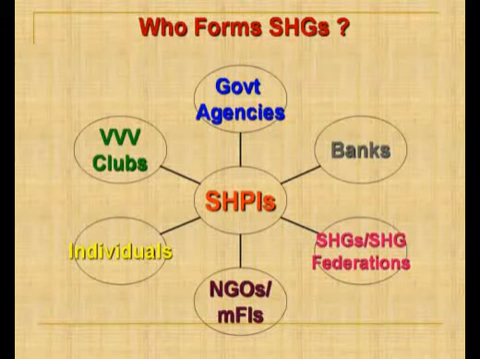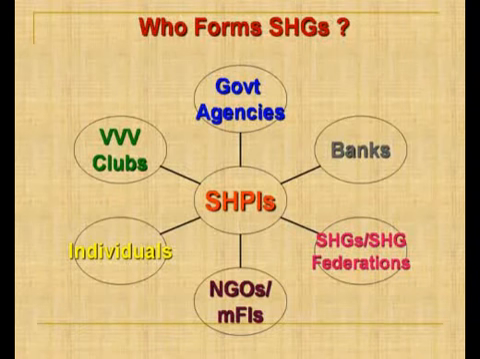Now, who are the agencies who can form SHGs? It could be many agencies, like government can form SHGs, bankers can form SHGs, even the federations of farmers clubs or federations of SHGs can also form SHGs, then NGOs, individuals, and Vikas Volunteer Bahini, which was the earlier name of farmers club. So these various agencies can form self-help groups.